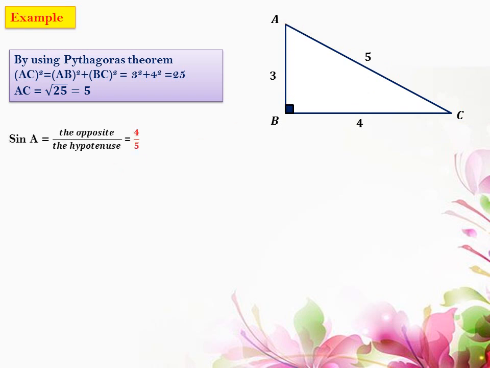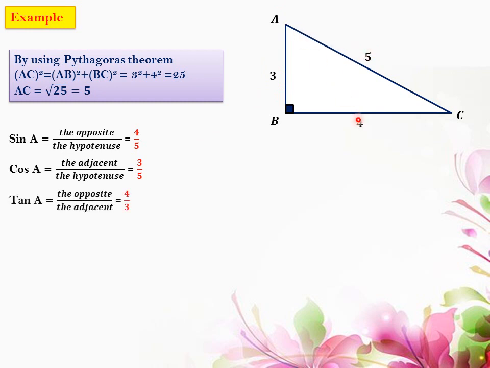Now sine A is opposite over hypotenuse, 4 over 5. Cosine A, adjacent over hypotenuse, is 3 over 5. Tan A, opposite over adjacent, is 4 over 3.